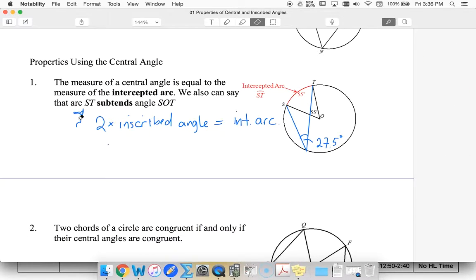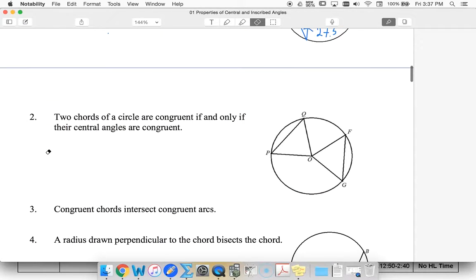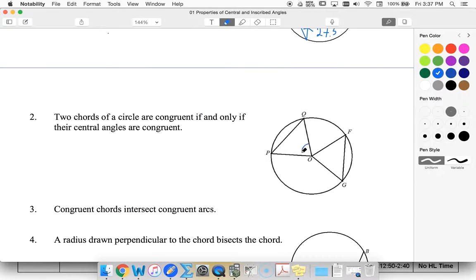So that's one theorem. We also have this idea about chords. Two chords of a circle are congruent if and only if their central angles are congruent. So what we're saying is that if this angle matches this angle, then this chord is equivalent to this chord. Notice that would also mean that this arc matches the angle. So I can measure arc length with angle length. So this arc length, same as this angle measure.